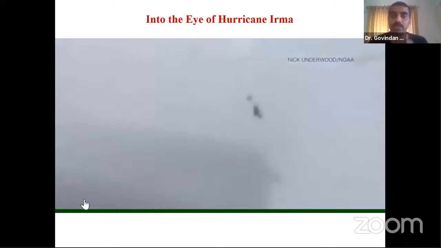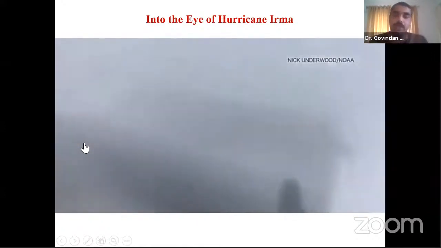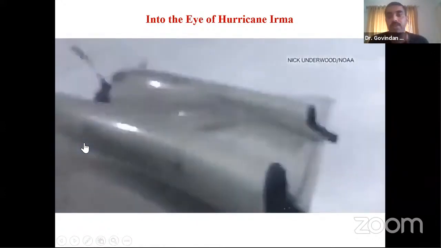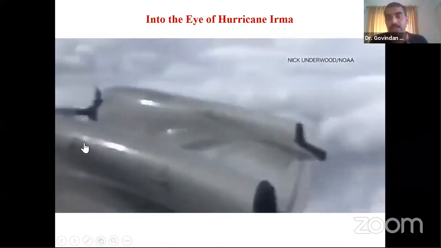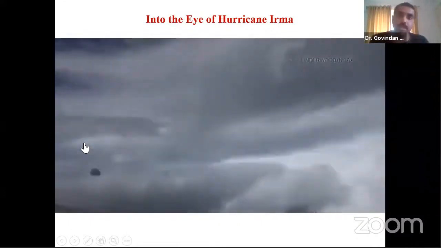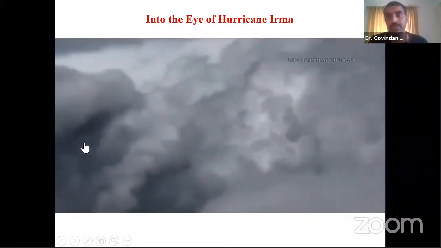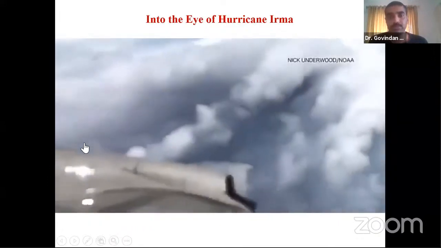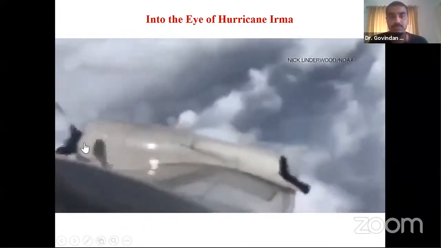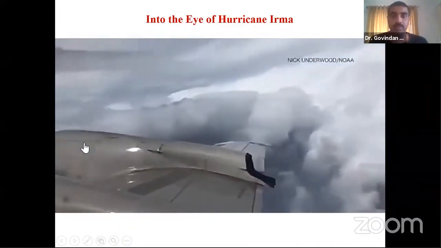I'll just show you a video to give you a feeling of how an eye looks when you're inside. How do you feel when you're inside the eye of a storm? This is the point at which the cyclone penetrates through the clouds. You can see it is a very turbulent atmosphere outside, and dark clouds.